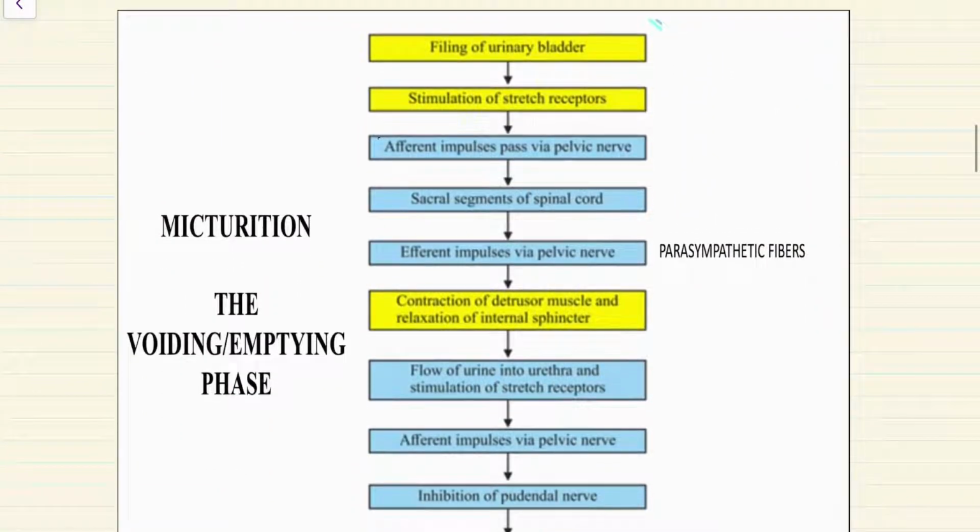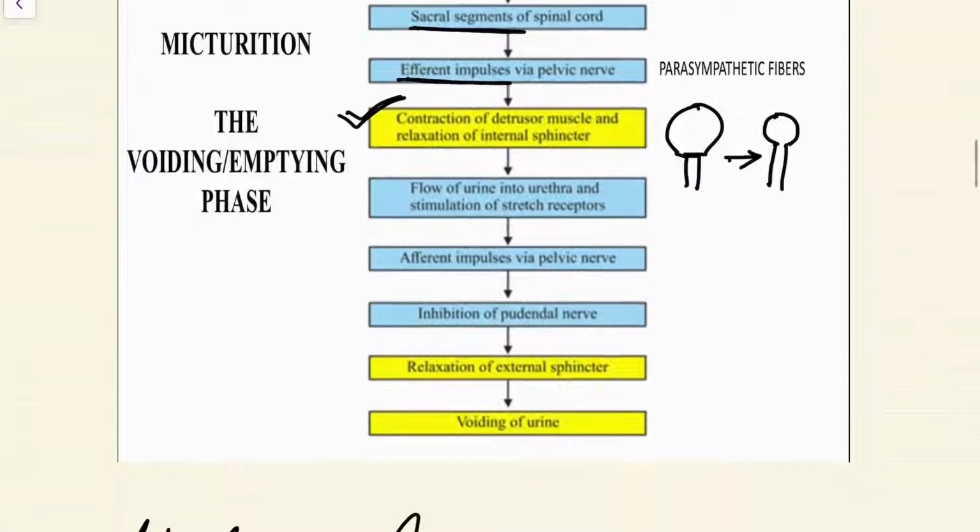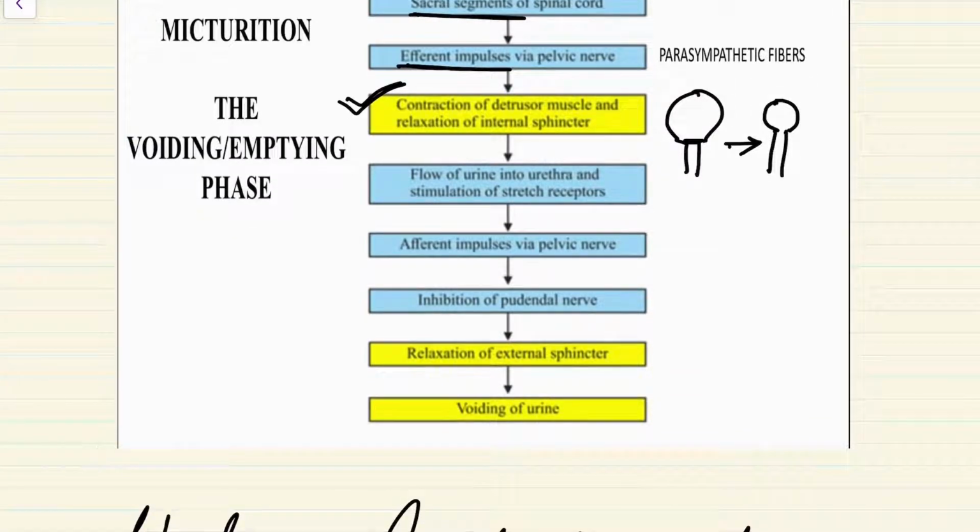Now, this is a very simple flow chart that we can follow regarding the voiding or the emptying phase. As we can see here, the filling causes the stimulation of the stretch receptors. Next, we have the afferent impulses going through the sacral segments, then from there sent to the efferent nerve, which causes the main important thing, contraction of the detrusor muscle. So earlier it was like this, and now it becomes smaller because of the contraction, and also it is opened because of the relaxation of the internal sphincter. This causes the flow of urine into the urethra.